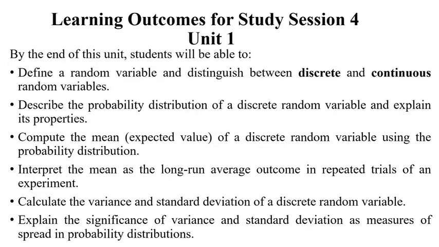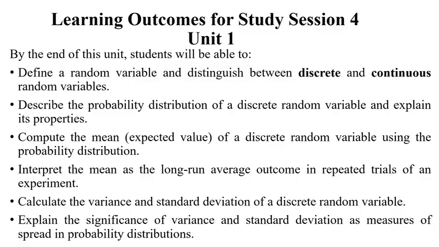Learning outcomes for Study Section 4, Unit 1. By the end of this session, students will be able to: 1. Define a random variable and distinguish between discrete and continuous random variables. 2. Describe the probability distribution of a discrete random variable and explain its properties.